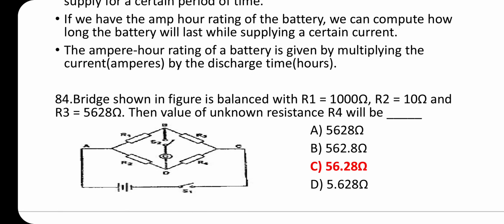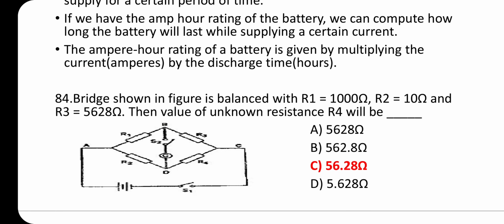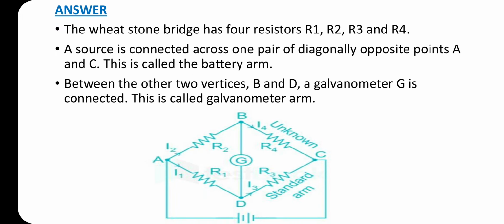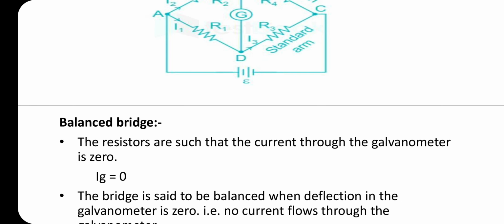Bridge shown in figure is balanced with R1 equal to 1000 ohm, R2 equal to 10 ohm and R3 equal to 5628 ohm. The value of unknown resistor R4 will be, answer is option C, 56.28 ohm. The Wheatstone bridge has 4 resistors R1, R2, R3 and R4. A source is connected across one pair of diagonally opposite points A and C. This is called the battery arm. Between the other vertices B and D, a galvanometer G is connected. This is called the galvanometer arm.